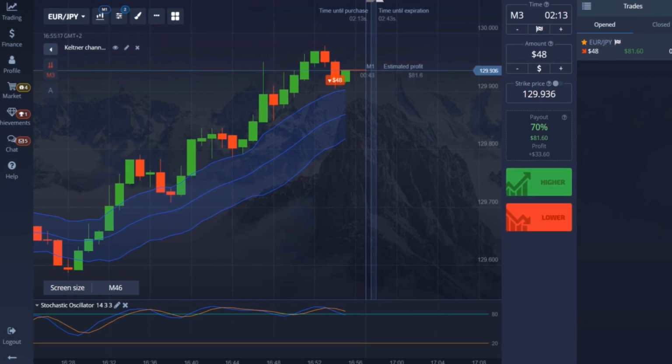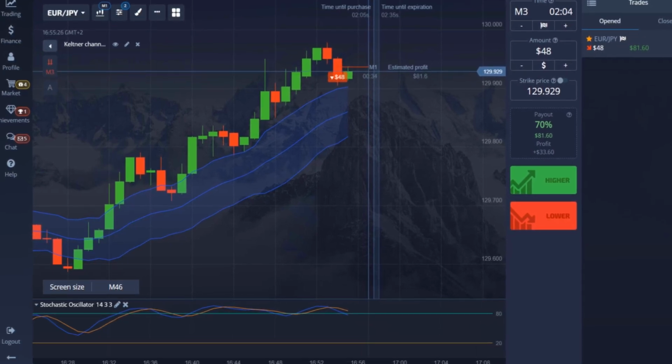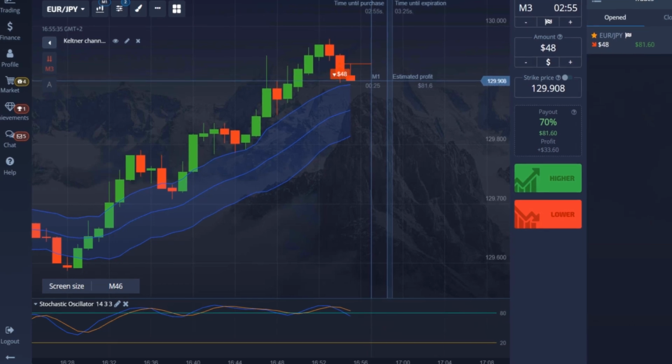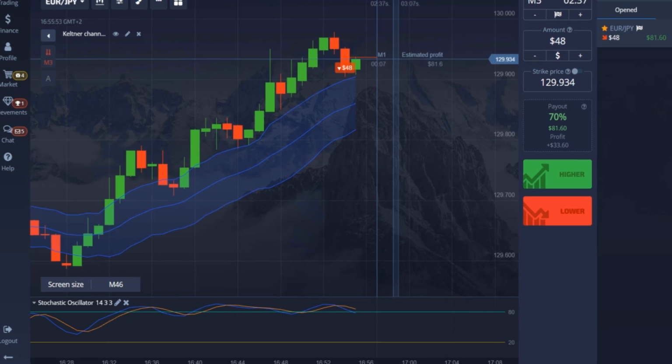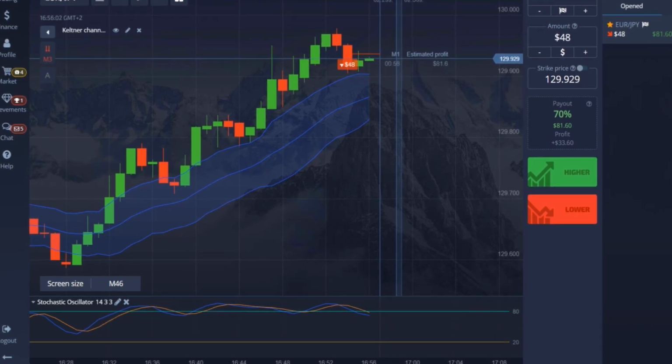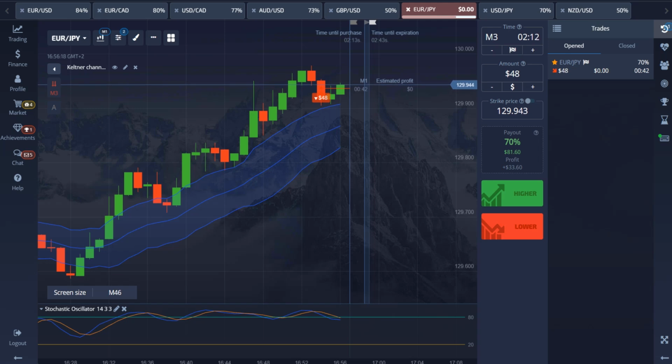However, one thing is bothering me. The market is currently showing strong upward momentum. In this situation, our sell trade might not work as expected. Remember, in binary trading, anything is possible. Now let's see whether this trade brings us a profit or a loss. Stay tuned.